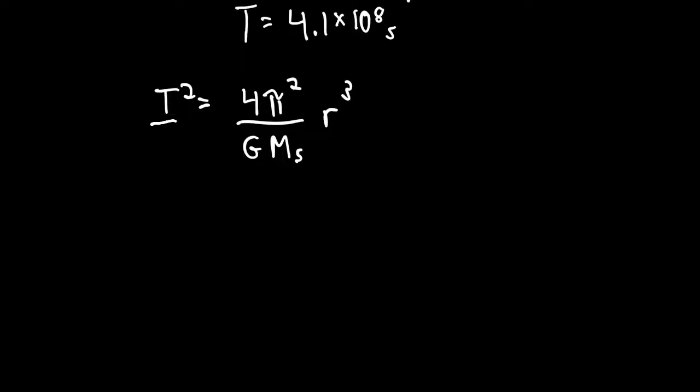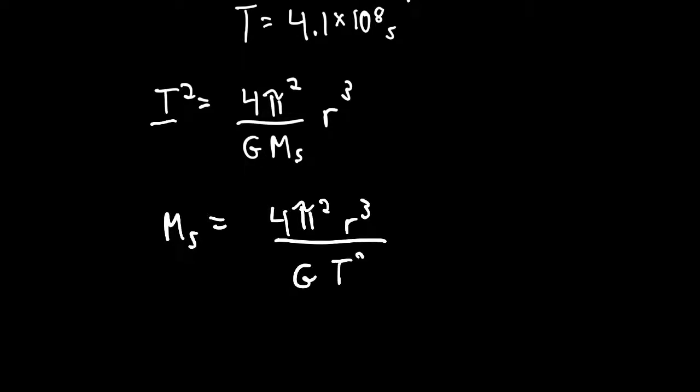Do we know the mass of the star? No, we do not. How about R? Do we know the radius? How far away the star is? So we know everything except for M_S. So we do algebra to solve this for M_S. Multiply M_S to the other side and divide by T squared. And you'll find M_S equals 4 times pi squared times r cubed divided by G times big T squared.